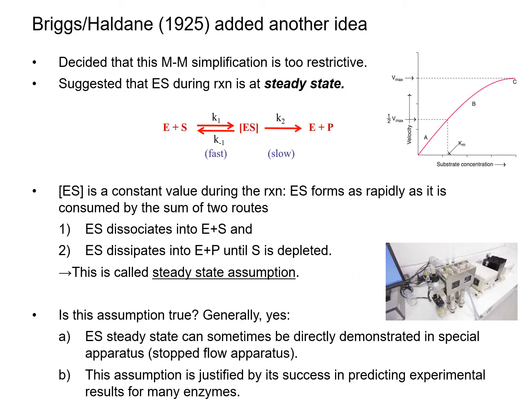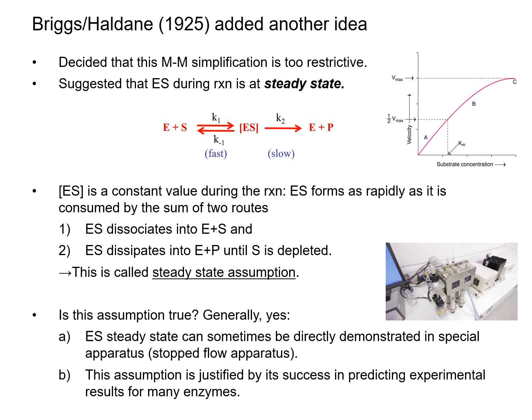Briggs and Haldane added another idea to Michaelis-Menten theory in 1925. They decided that this Michaelis-Menten simplification is too restrictive, so they suggested that the ES complex during the reaction is at steady state. So this will have a sort of constant concentration during the reaction. Again, the concentration of the ES complex is a constant value during the reaction, and that tells us that this ES forms as rapidly as it is consumed by the sum of two routes here.